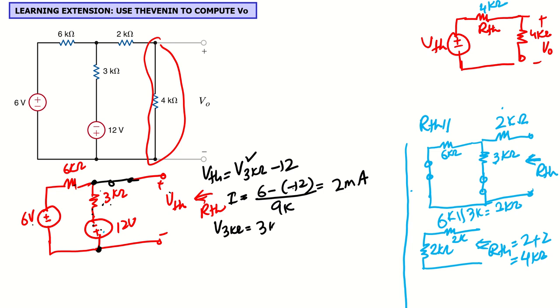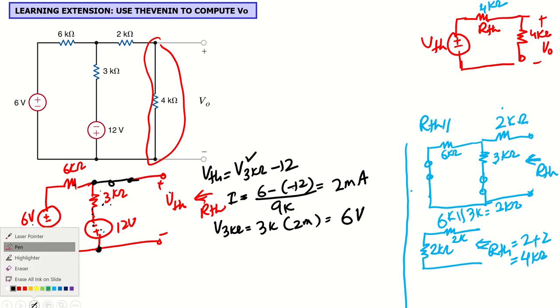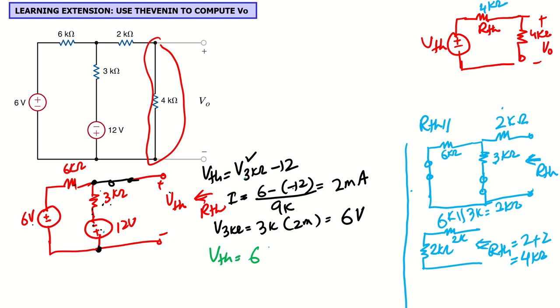That will be 3K multiplied with 2 milli, which is equal to 6 volt. So it means V Thevenin will be the voltage drop across 3K, this 6, minus 12, which is equal to minus 6 volt. So we can say that the value of V Thevenin here is minus 6 volt.